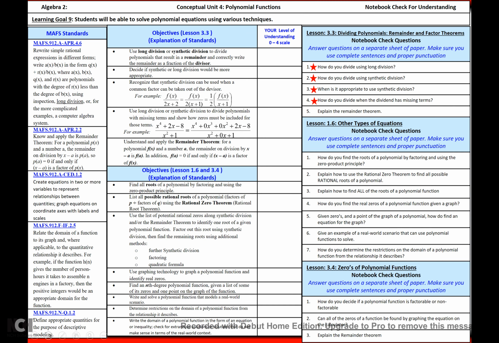Alright, so how do you divide using long division? You need to describe that in your own words, short and sweet as possible. Same with synthetic division. I don't care if you use the stories, the cops and robbers, the zombies, however you want to explain those. When is it appropriate to use synthetic division? When your divisor is a binomial with leading coefficient 1 and highest degree 1. Otherwise, you have to do long. How do you divide when the dividend has missing terms? You use 0 placeholders.